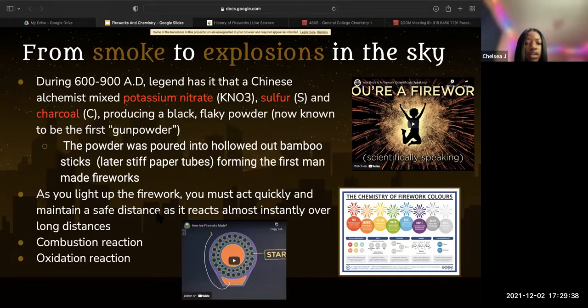Some more chemistry on fireworks: it is a combustion reaction as well as an oxidation reaction. We include a video talking more about the chemistry aspect that has to do with fireworks. So I'm going to play it right now.